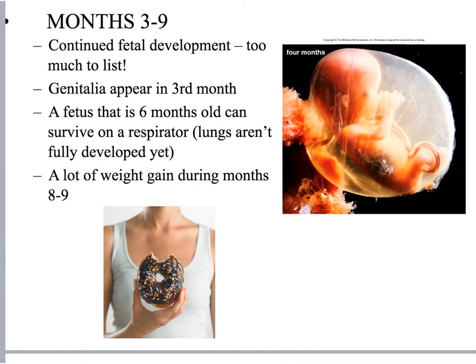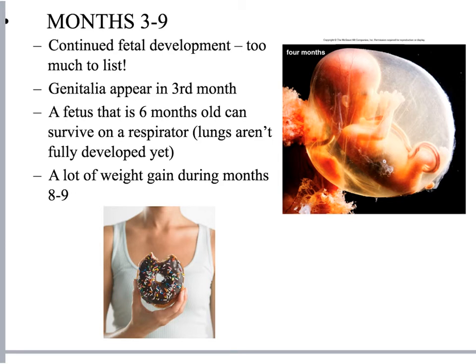So months 3 through 9, there is just way too much to list, you guys. Continued fetal development, genitalia appear in about the 3rd month, and a fetus that's 6 months old can survive on a respirator. The lungs aren't fully developed yet, nor the liver at this point. There's a lot of weight gain during the last 2 months for the woman, but also the developing fetus.